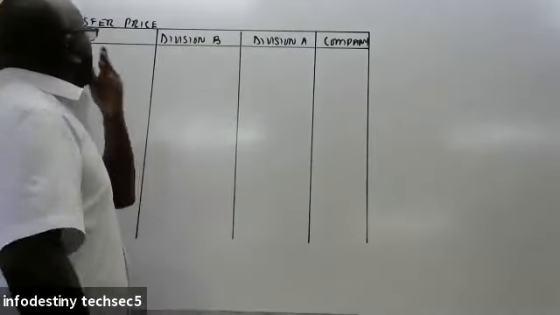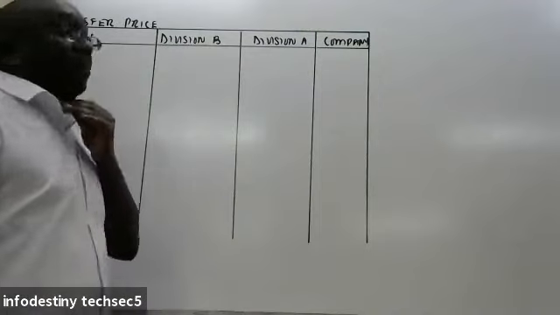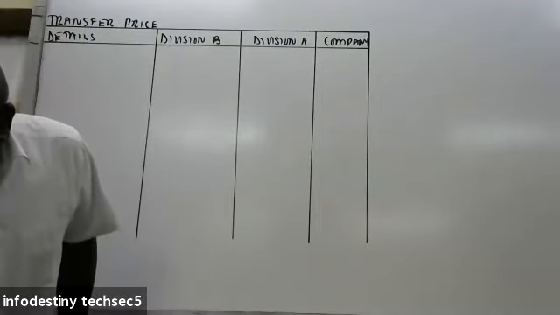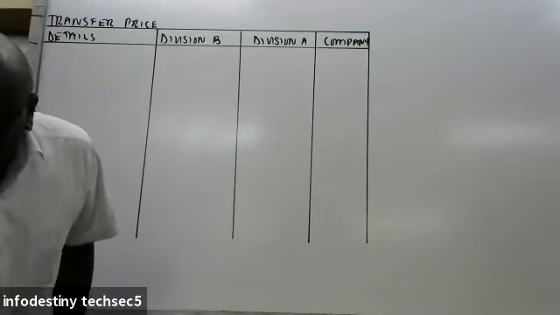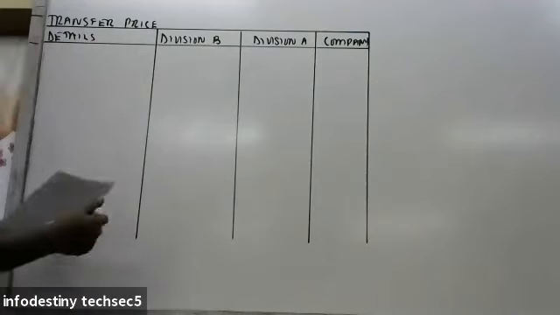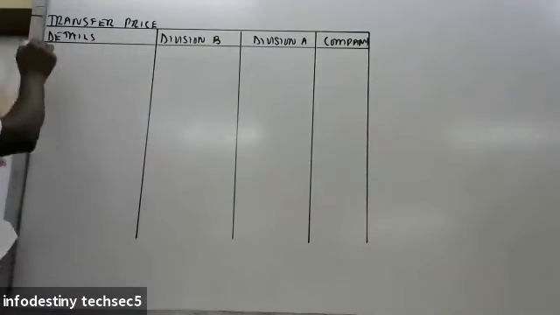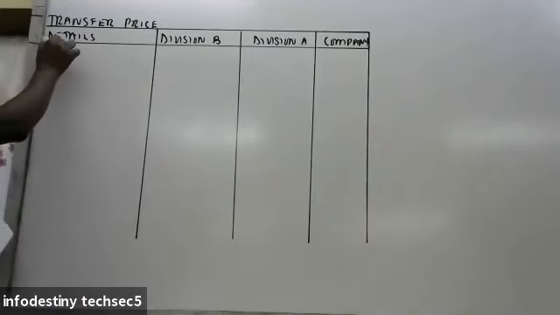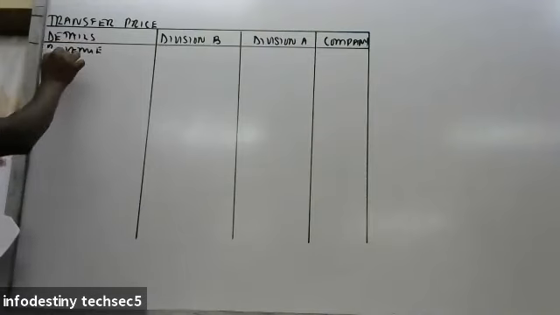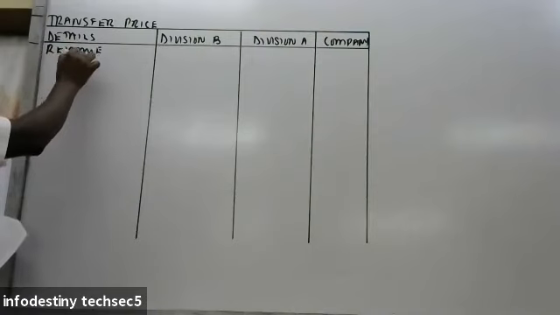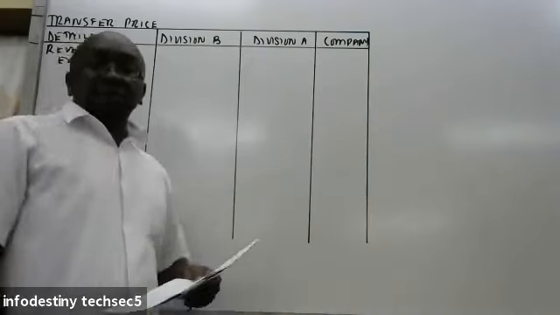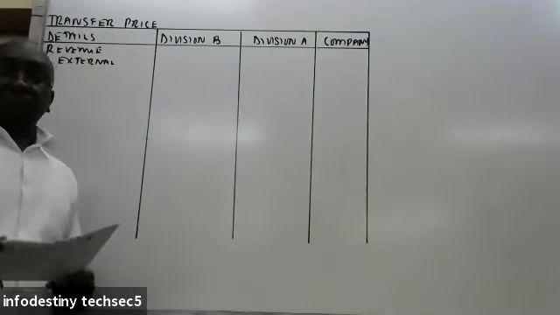Good. So I was saying the question is on transfer pricing. Division B is the supplier, A is the receiver. So when it comes to revenue, first of all, we have the external revenue.